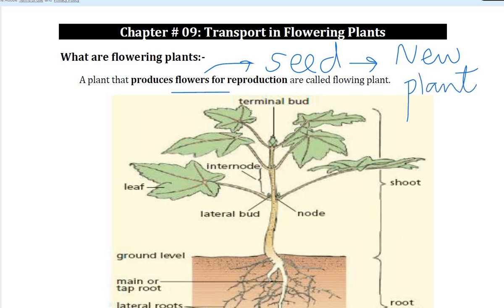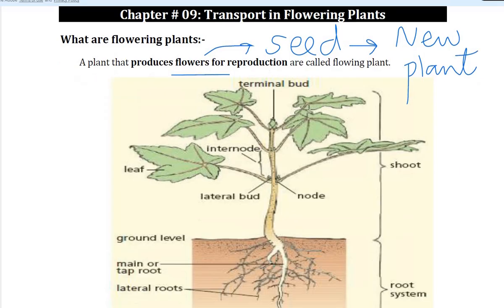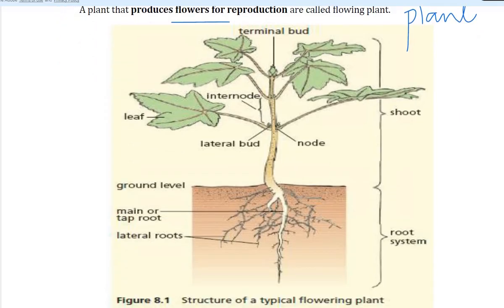So flowering plants are those plants that reproduce by producing flowers, and flowers ultimately produce seed, and then from seed a new plant is grown. So this is a general structure of a flowering plant.